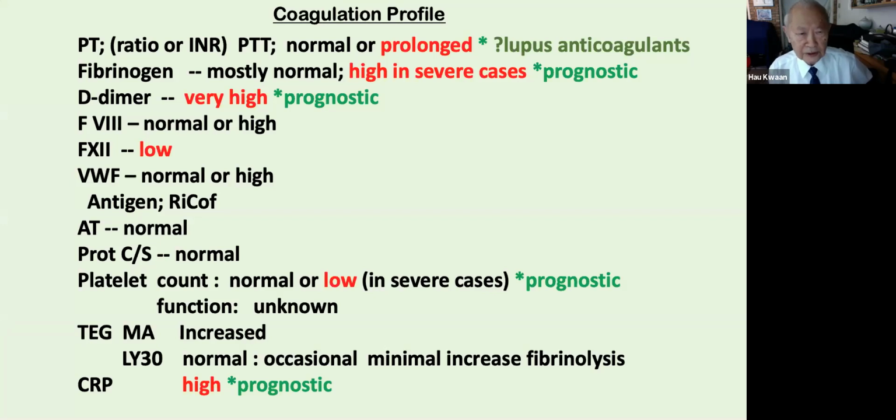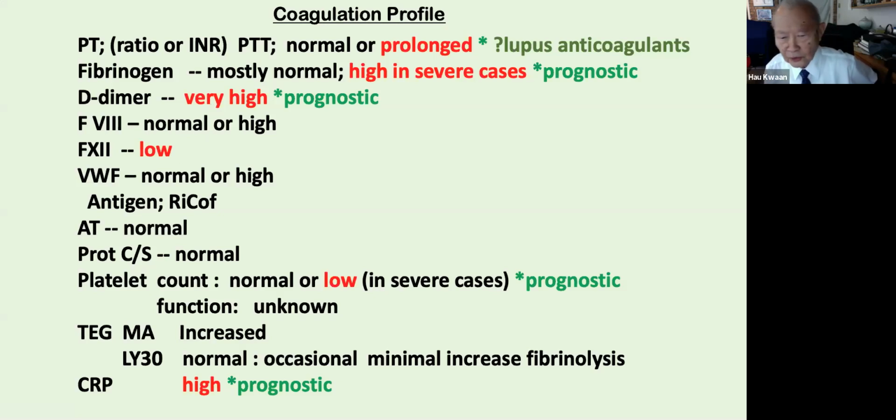The other notable abnormality in COVID-19 is the high D-dimer, and I said very high, sometimes over 10 times the normal upper limit. And again, the level has prognostic value. Factor 8 is normal. The next factor is factor 12, and usually low. People usually don't measure it, but in this disease it's low. More about that later, why that is so. Von Willebrand factor is usually normal. And then the anticoagulant factors, antithrombin, protein C and S, are usually normal.